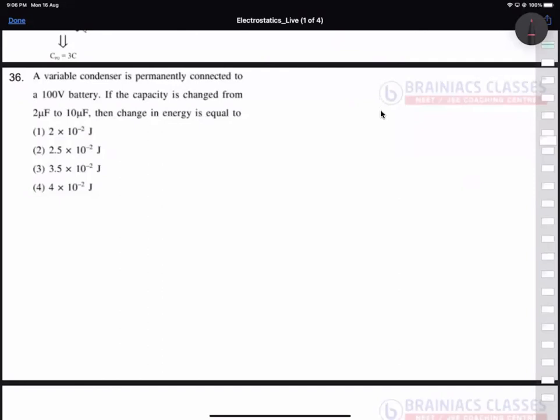So first we are going to represent this as a diagram. We have a condenser, which means we have a capacitor. The first value is 2 microfarad, and it is connected with a battery source. The battery is 100 volt. This is the first case.